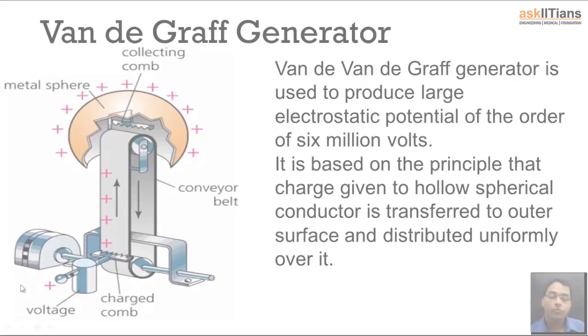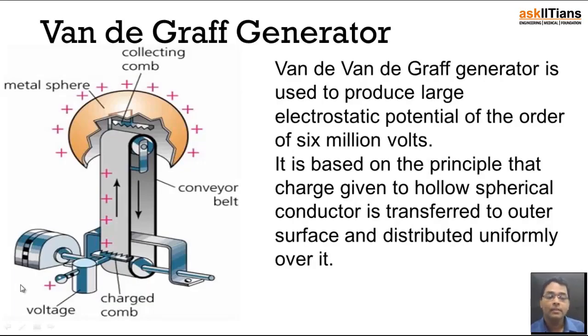Here you have a conveyor belt, and at the top you have a sphere which is charged. The charges are transferred using the conveyor belt onto the sphere and vice versa. So that is the main concept of a Van de Graaff generator. As the name itself suggests, it generates charges, it produces charges. So that is the reason we call it a Van de Graaff generator.